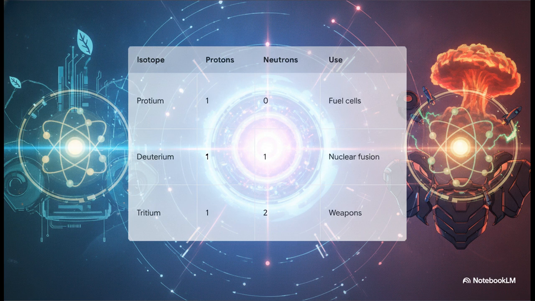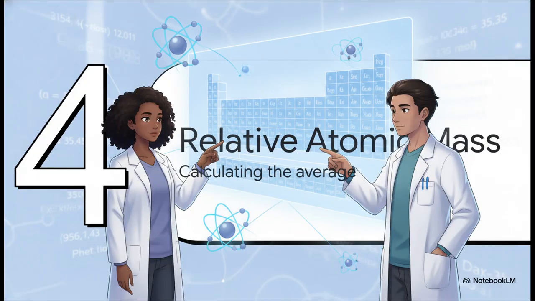It's crazy! Just looking at hydrogen, we see that adding 1 or 2 of those silent neutrons drastically scales its real-world applications, from a simple plastic bottle to a massive release of energy. All right, let's move on to section 4, calculating relative atomic mass. Let's see how all of this builds into the mathematical detective work of figuring out an element's overall mass.